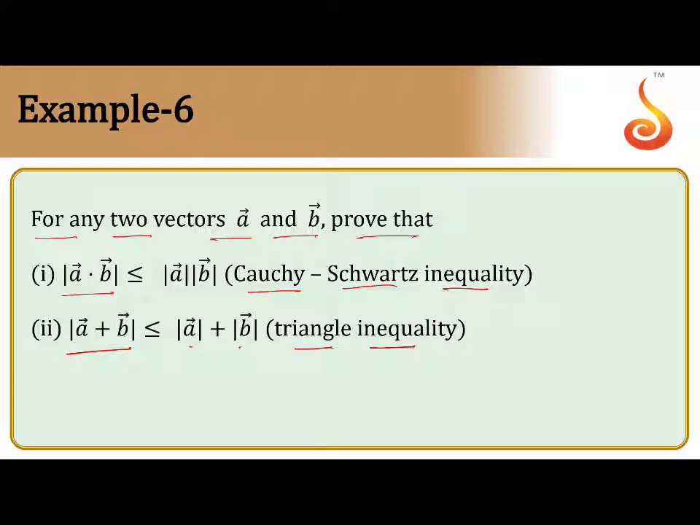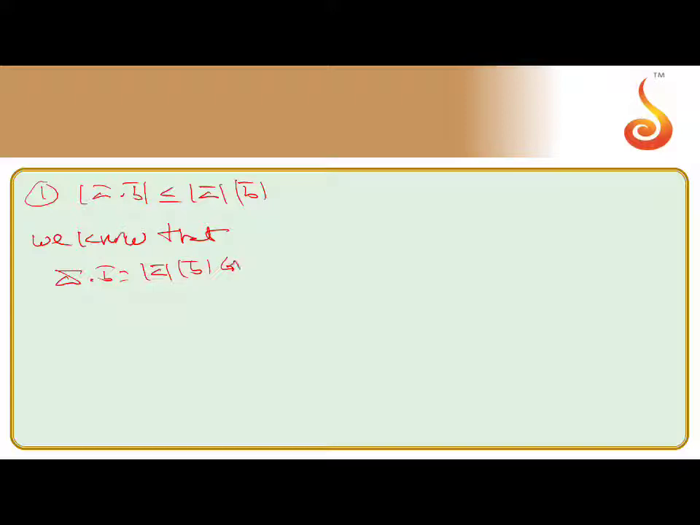Okay, I'll take the next page and solve both the proofs. The first proof: we want magnitude of a dot b less than or equal to magnitude of a into magnitude of b. For that, we know that a dot b equals magnitude of a magnitude of b cos theta. Squaring on both sides, a dot b whole square equals magnitude of a square, magnitude of b square, and cos square theta. This is equation 1.